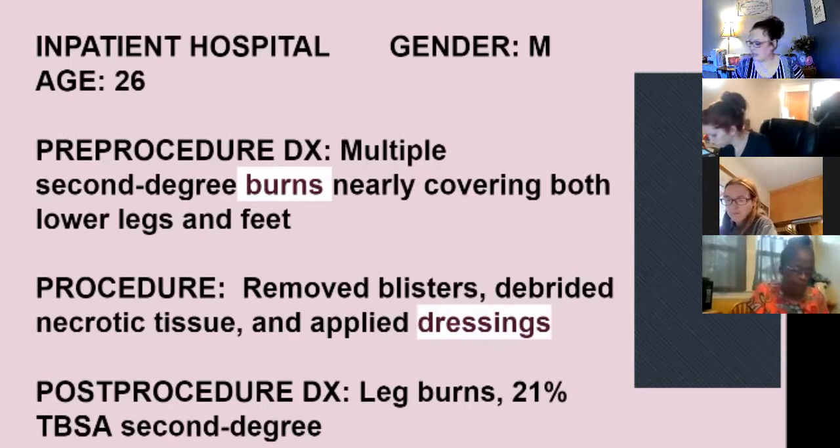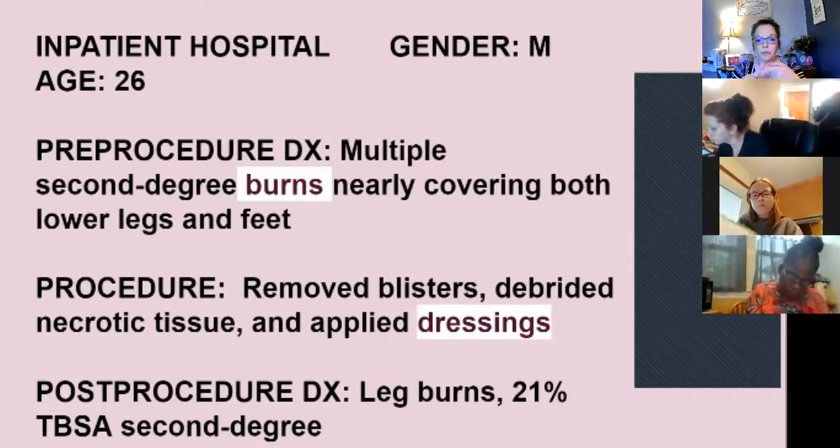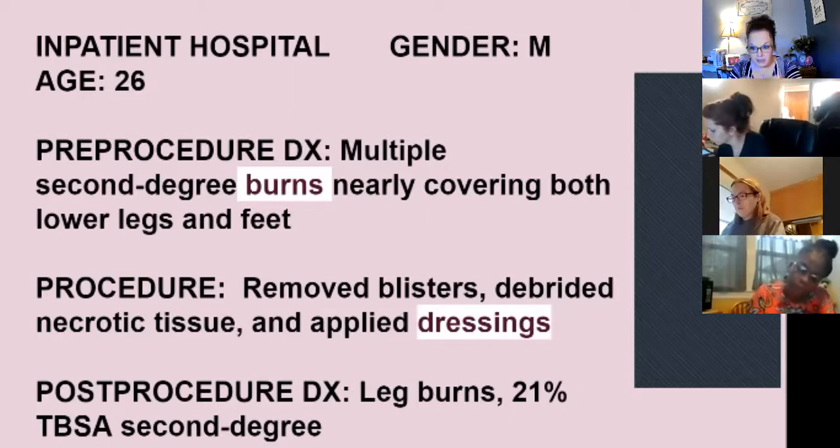I want you to look in code range 16000. I want you to just turn there for right now because I want us to look at those guidelines. Now, when you see what we did, we removed blisters, we debrided, and we applied dressing. That is initial treatment. I didn't realize that that was really an initial treatment of a burn.